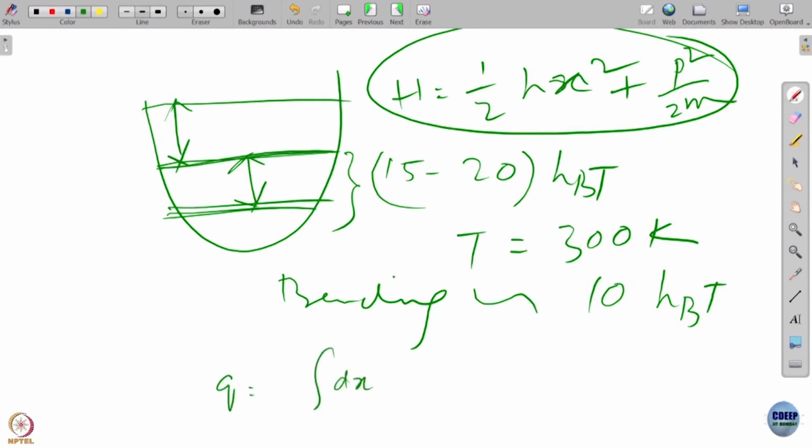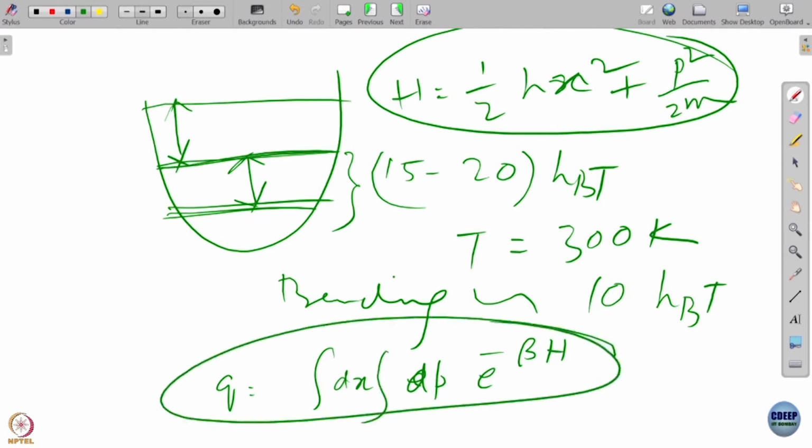I am just doing one dimension, one particle, dx dp e to the power minus beta h, and this double integral I do, and I have both x and p as a Gaussian. I can do the integral. That is actually a trivial two Gaussian integral.